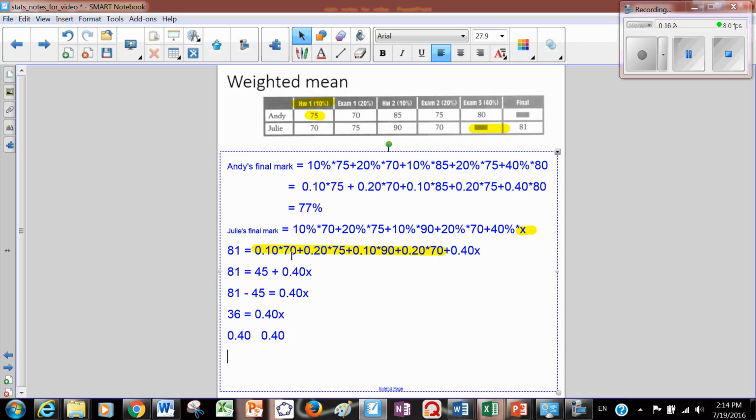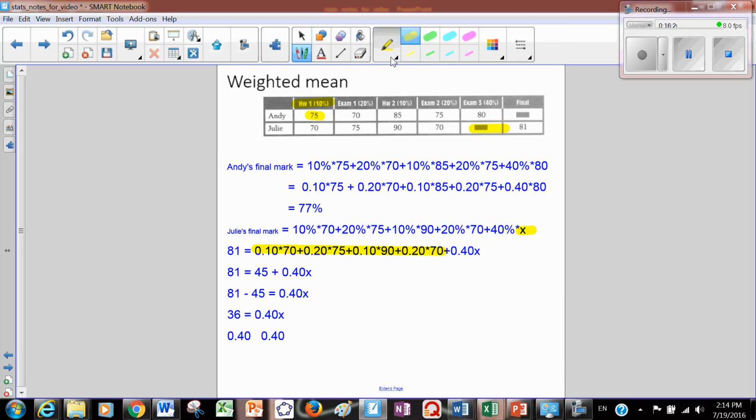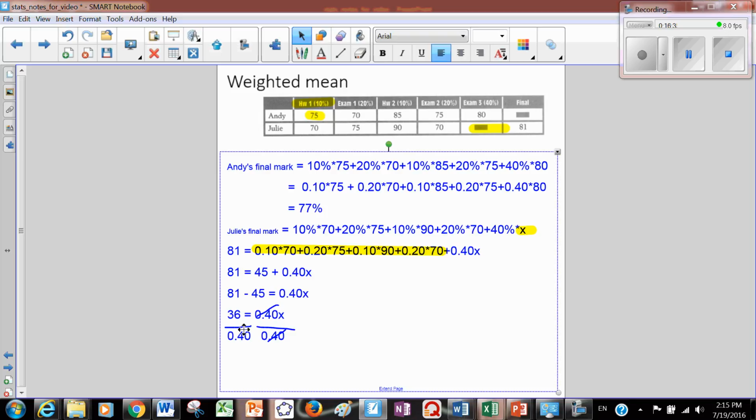And then we can find our x. Make sure that you do your division in the right way because we want to get rid of the 40 here. So we want to do 36 divided by 0.40, and you should get 90 is equal to x. So that's the mark that was missing.